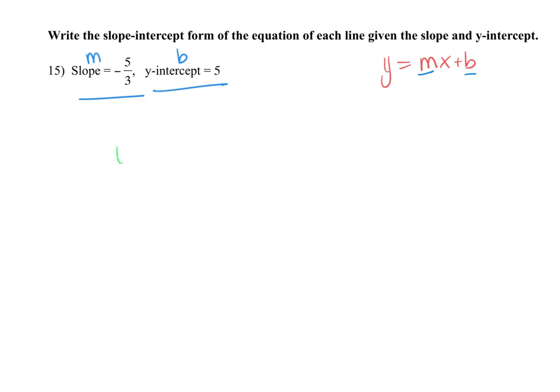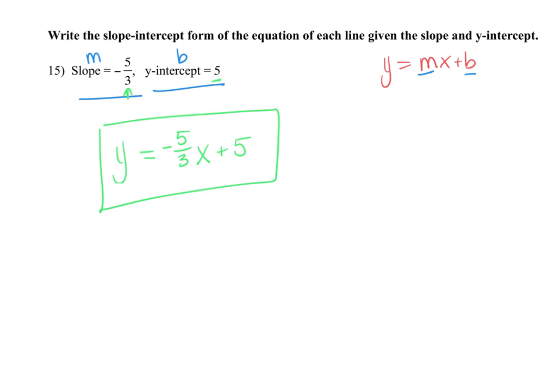You're going to say y equals m. That's that guy right here. Negative 5/3 x plus b. That's positive 5. That is my answer. I am done with that question.